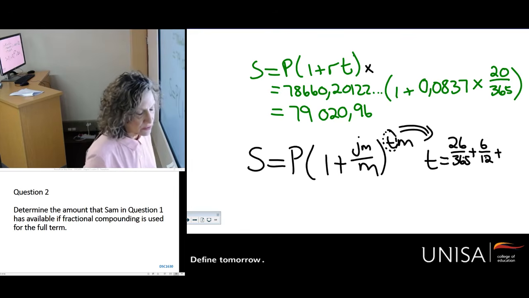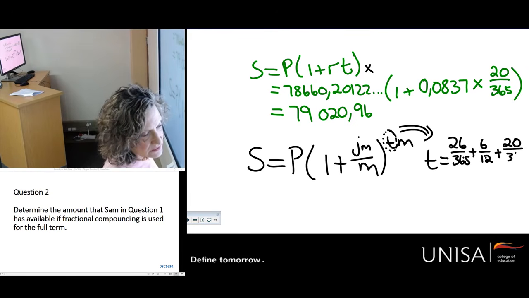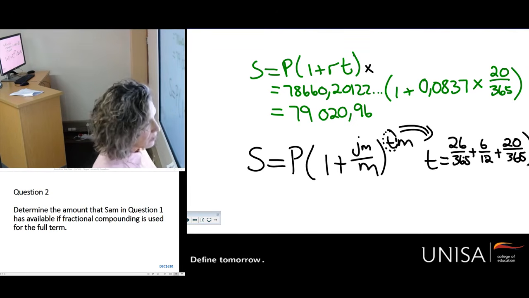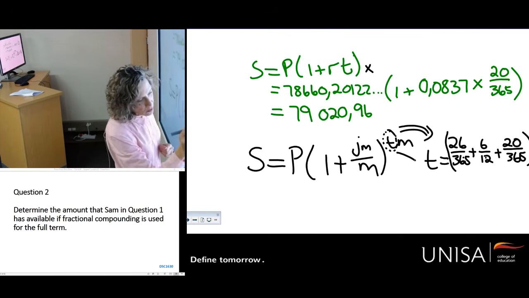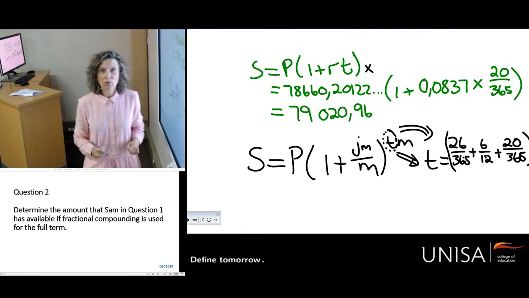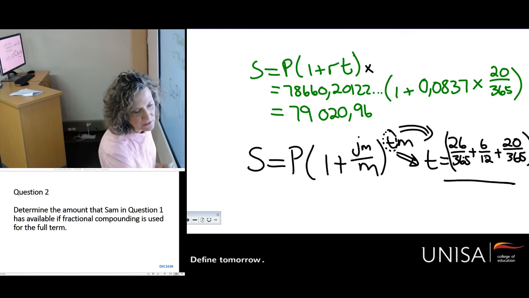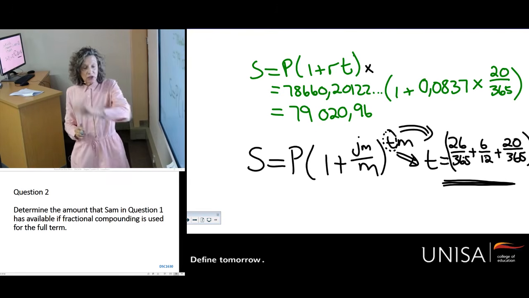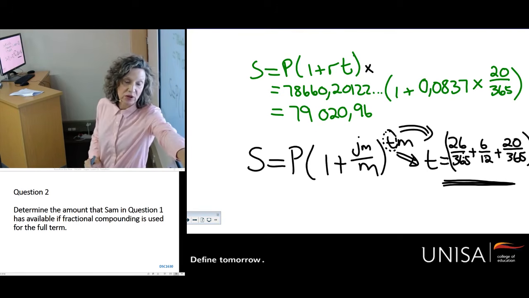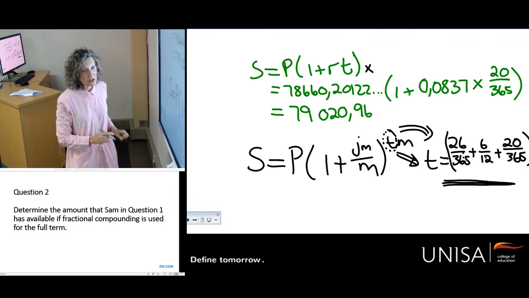Why am I using 365? Because it's daily, plus 20 over 365. Right. And that is my T value. So all that differs from normal compound interest is that your T is expressed as a fraction. Right. So each period you're actually expressing as a period, a fraction of a year.